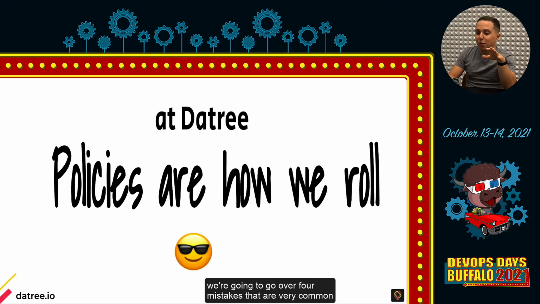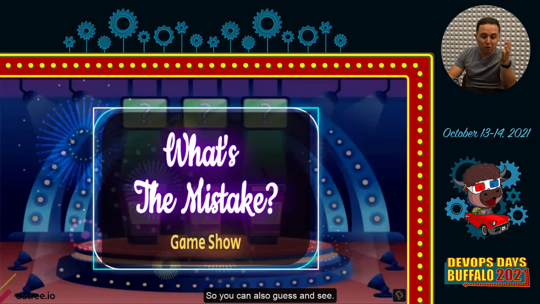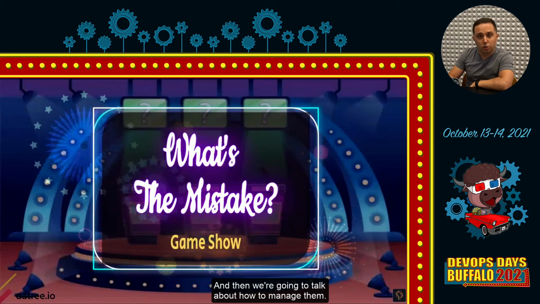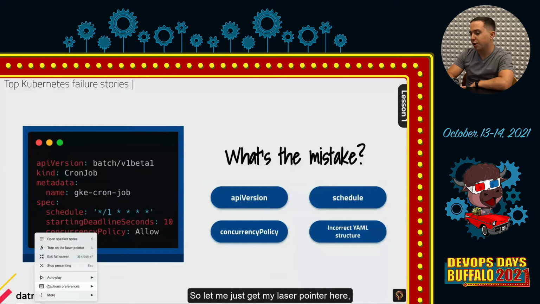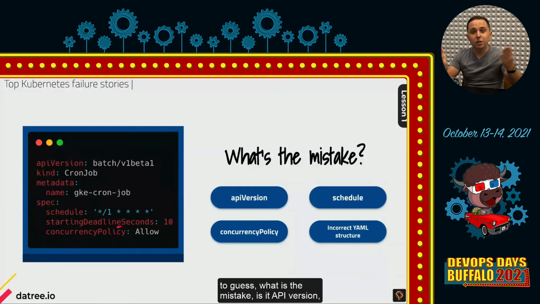First, we're going to go over 4 mistakes that are very common in Kubernetes, and it's going to be a little game show, so you can also guess. Then we're going to talk about how to manage them. First off, we're going to talk about some Kubernetes cron job workloads. Let me just get my laser pointer here. As you can see, this is a file. It's a cron job, and there's a schedule, deadline seconds and concurrency policy. You need to guess what the mistake is.